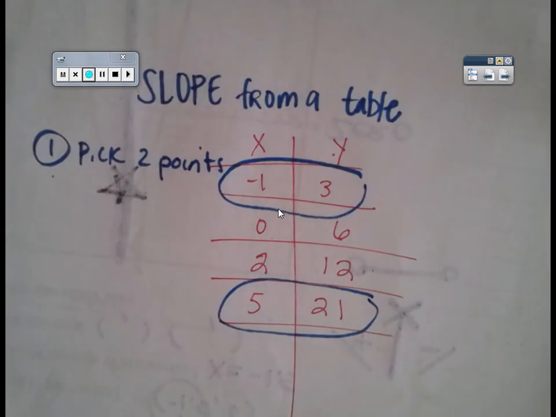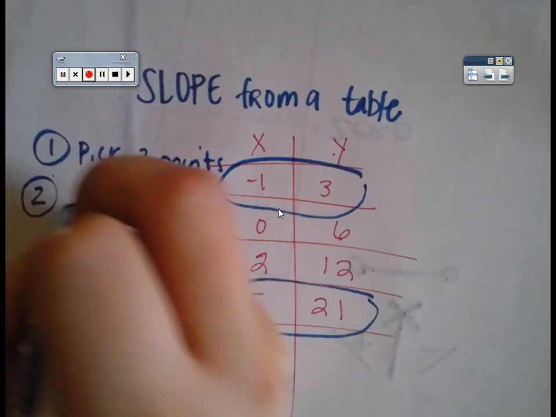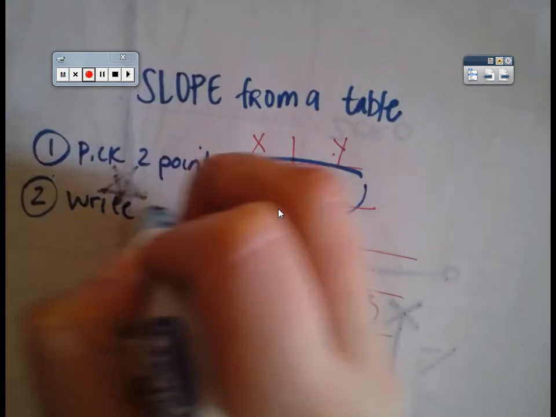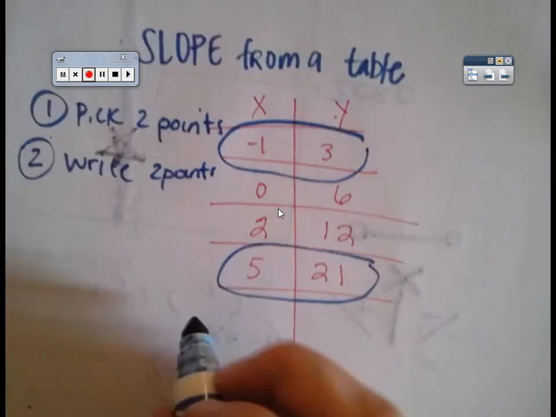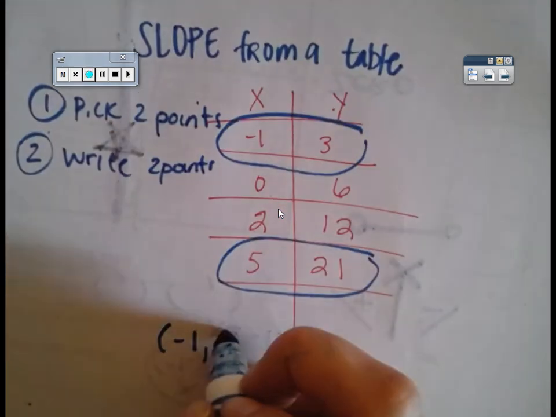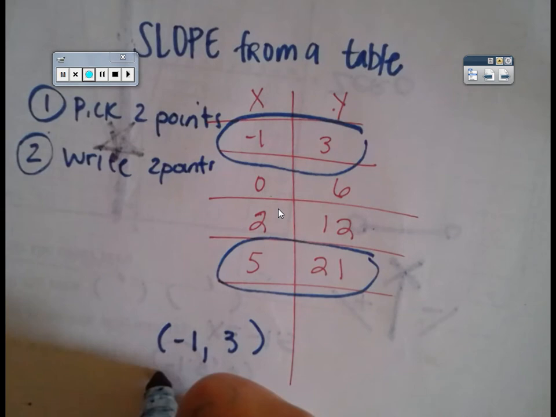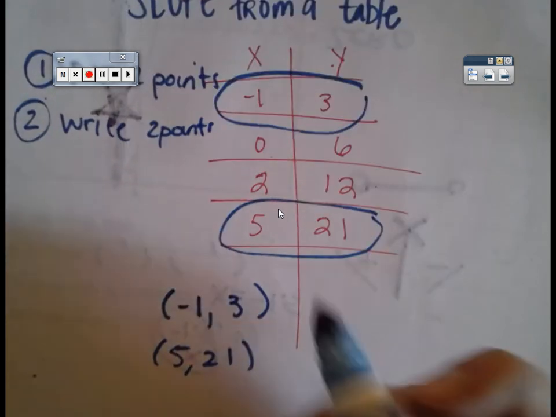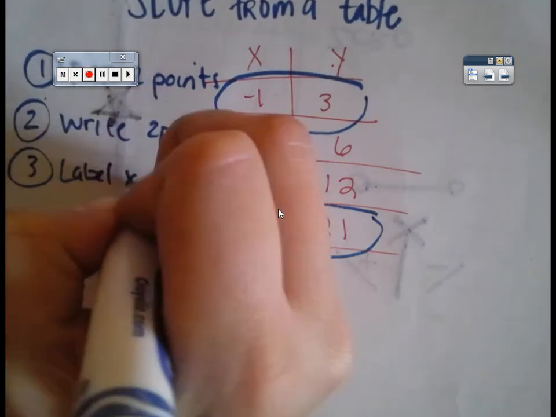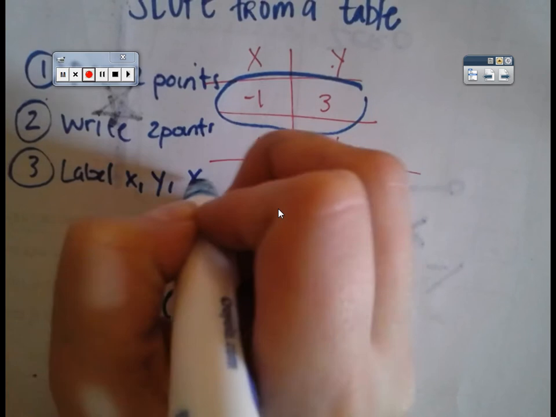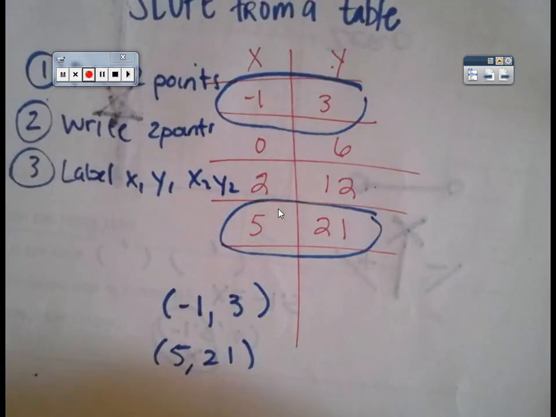Alright, there we go. Alright, so again, you pick 2 points, and you're going to write the 2 points. So I'm going to write this one down. -1, 3, and 5, 21. Again, you could pick any 2 points. After you do that, you're going to label x1, y1, x2, y2.